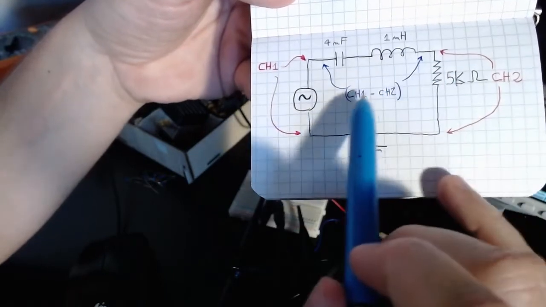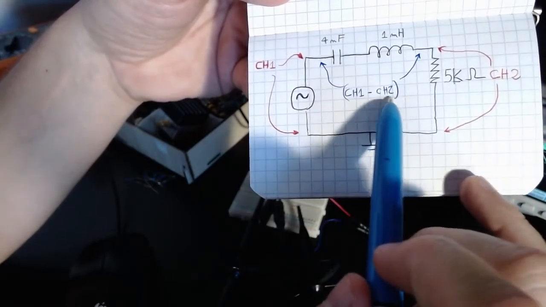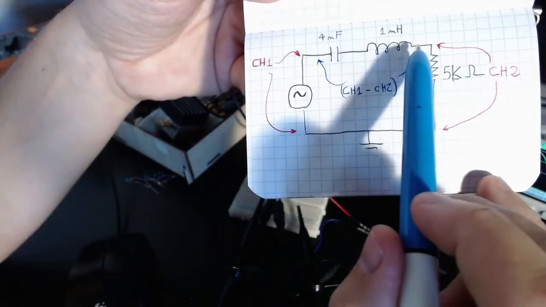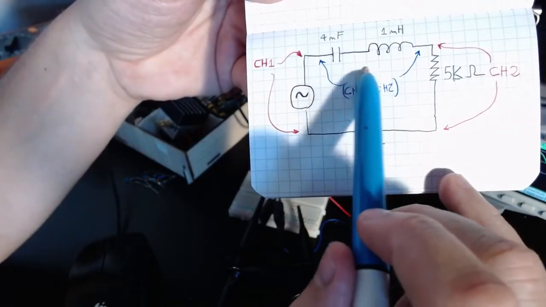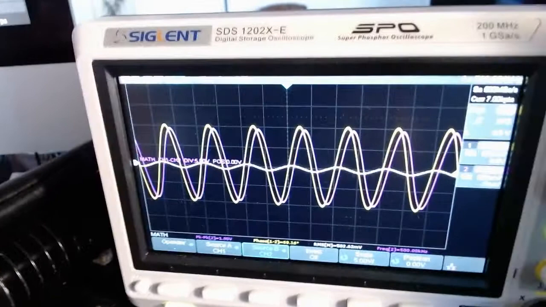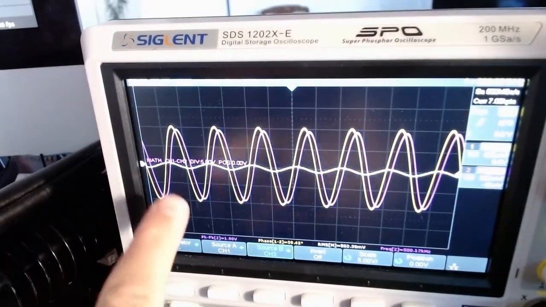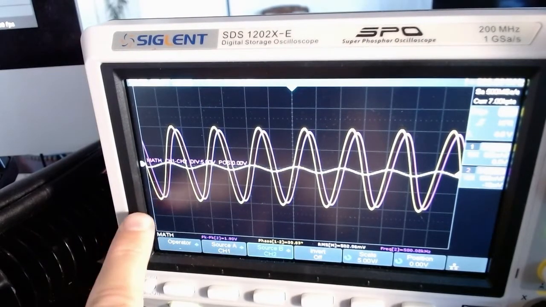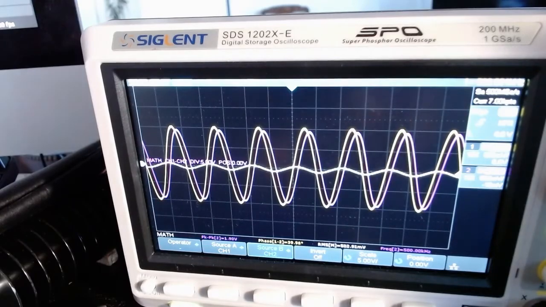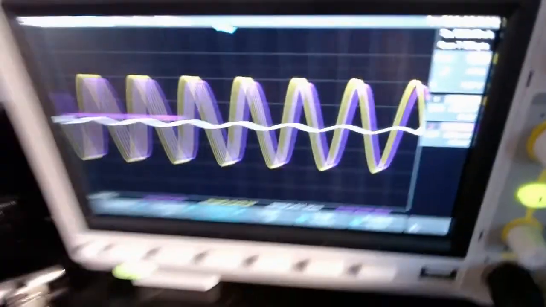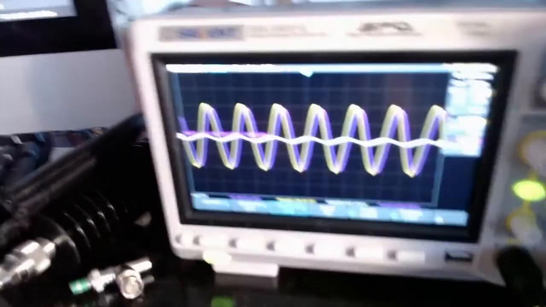Okay, if we use the math function channel 1 minus channel 2, we will see basically the voltage across this point here and this point here, and again at resonance this will go to 0. So that's the basic thing that we have here, and that's what we are having at the moment on the oscilloscope. So the yellow line is the signal at input, so it's 2 millivolt peak to peak per division. At the moment, I don't know if you can see, but we are at 500 millivolt per division. Anyway, sorry about the focus of this camera, but it is what it is.